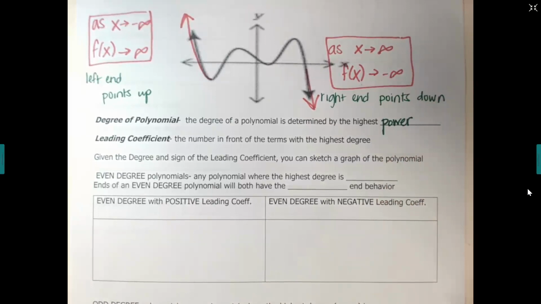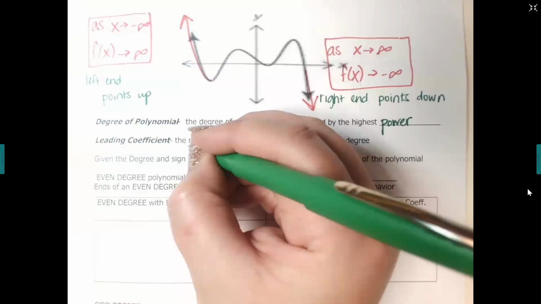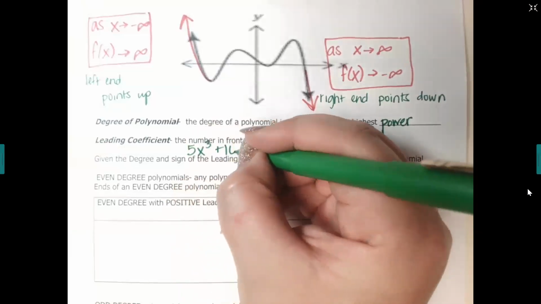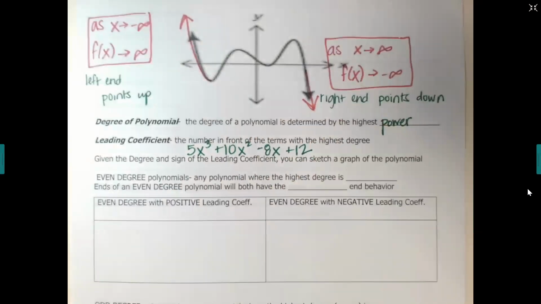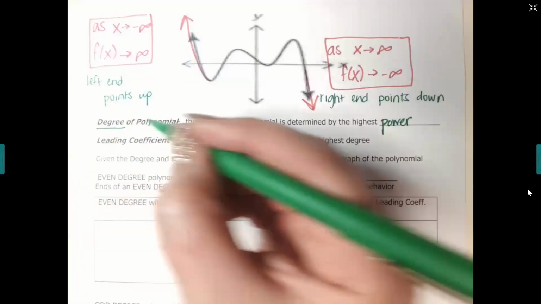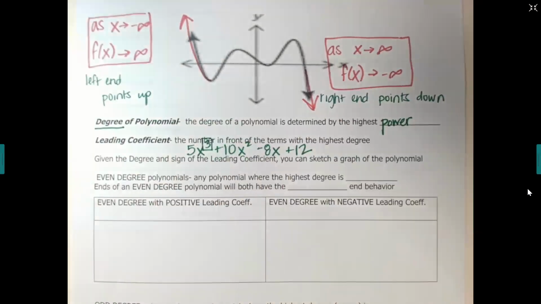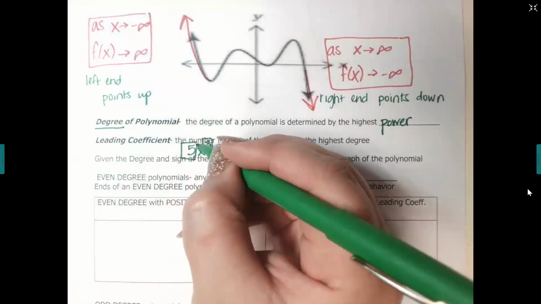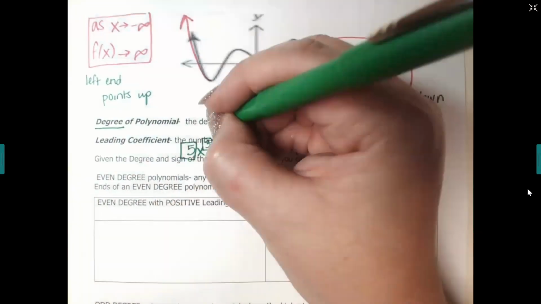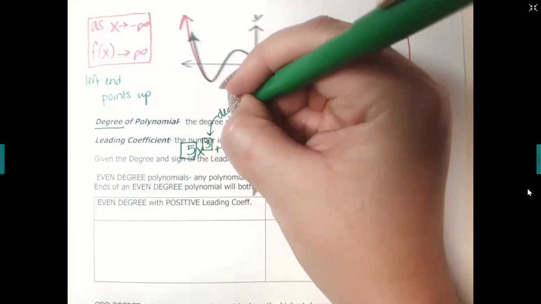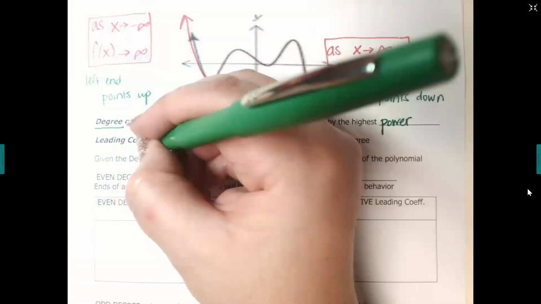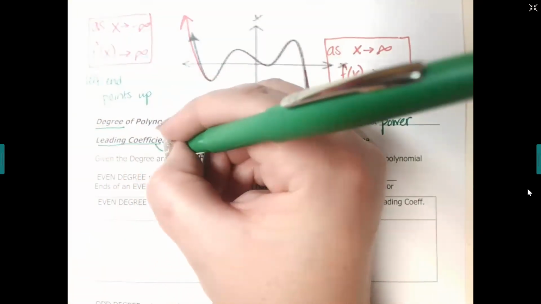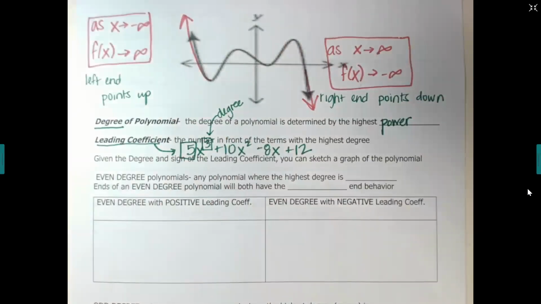So for example, if you had, let's say, 5x cubed plus 10x squared minus 8x plus 12, you would say that the degree would be the 3, the cubed. That would be the degree because it's the highest of all the listed powers. And the leading coefficient would be the 5, because it's on the term, the x, that has the biggest power.